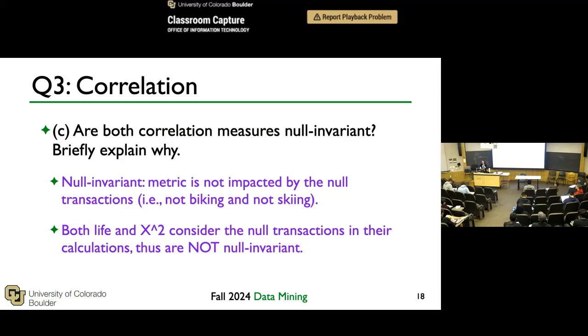Yeah, okay. So when we say null invariant or null transaction, it's not about a null value, because here we're talking about categorical values, right? We're basically talking about whether they occur or not to some extent. So the null transaction or null invariant means whether they consider the scenario where those items just don't occur, okay?